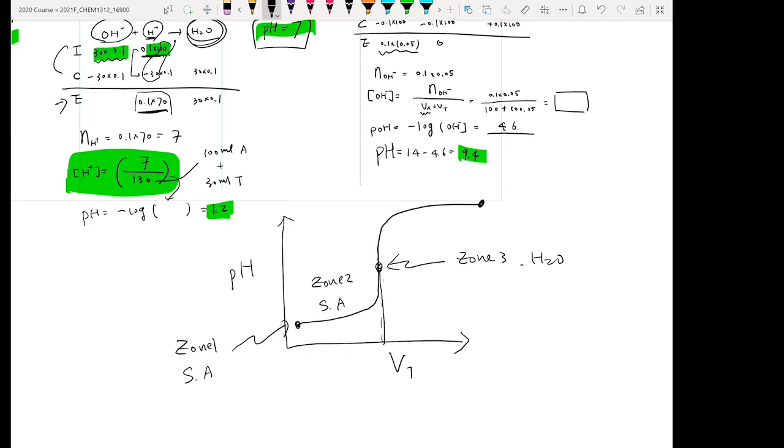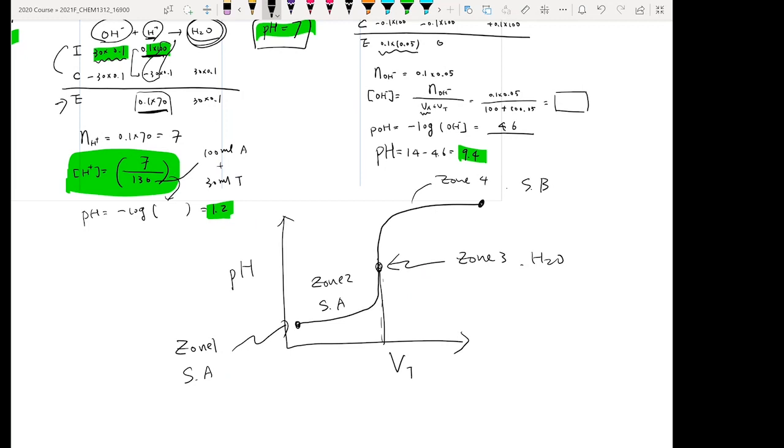How about zone 4? At zone 4, you have strong base going into water, right? Then you have a diluted strong base solution. So in this case, the calculation of your pH or pOH is very simple, right? All you need to do is calculate the amount of base divided by the final volume of your solution. Then you can get your proton concentration or base concentration. Therefore, you will know the pH of your solution. So this is the simplest case that you're going to have.